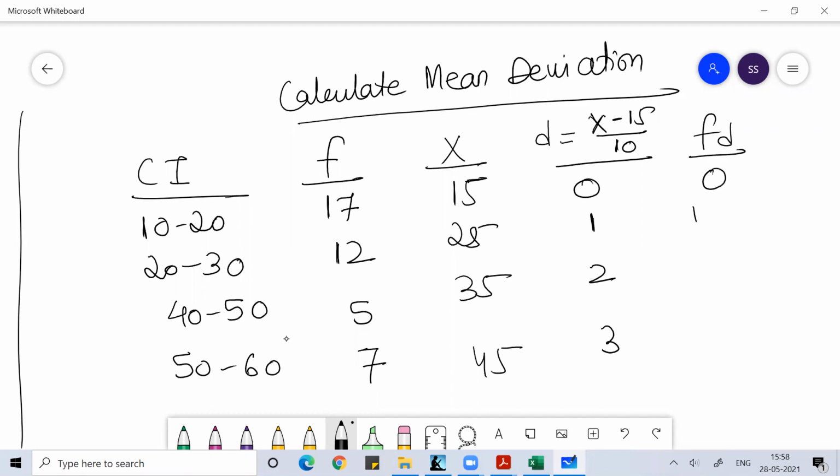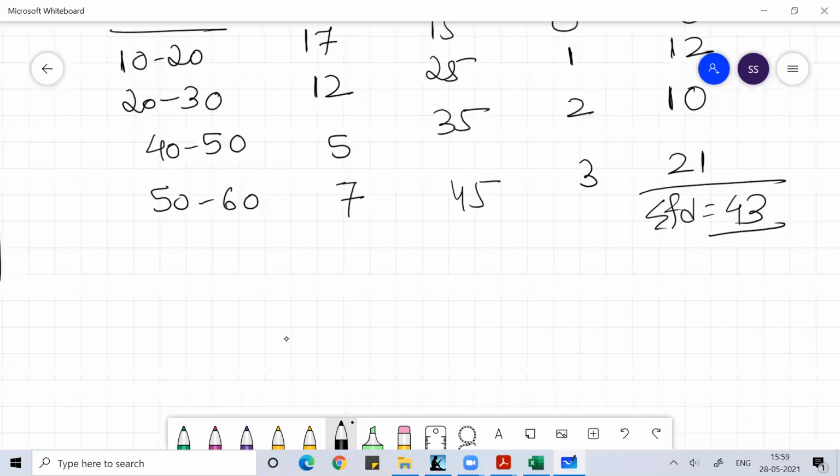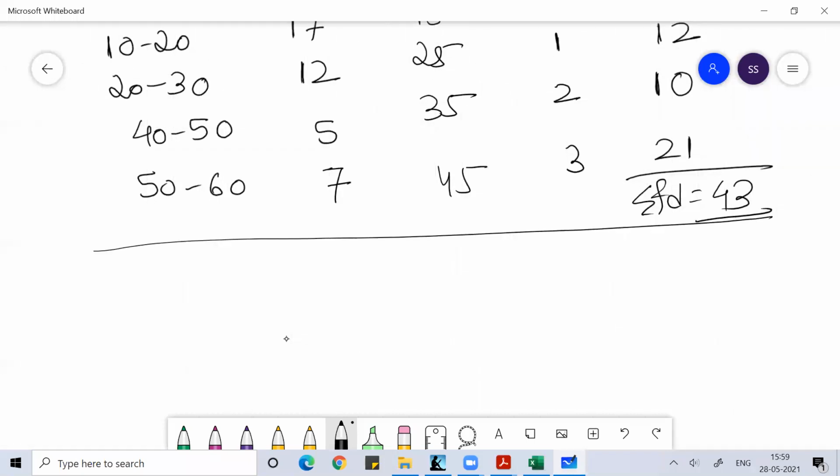This will be 0, 12 into 1 is 12, 5 into 2 is 10, and 7 into 3 is 21. The sum of FD is equal to 43. So now I can find the mean.